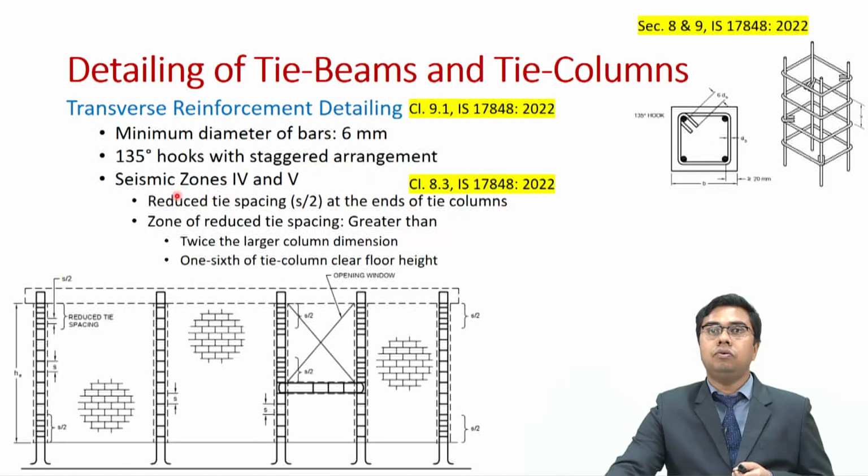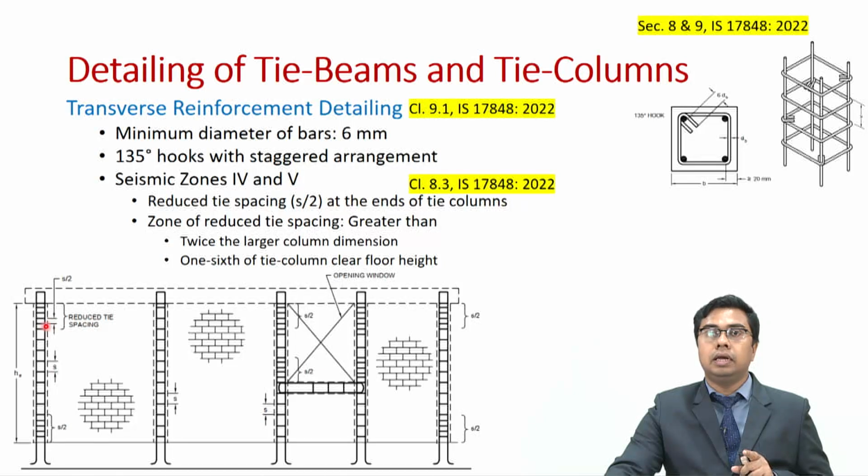Now, if you are constructing a confined masonry building in seismic zone 4 or 5, then you need to reduce the tie spacing at the ends of the tie column. So, as you can see in this figure, as we move closer to the column ends, we have reduced the spacing of the transverse reinforcement.